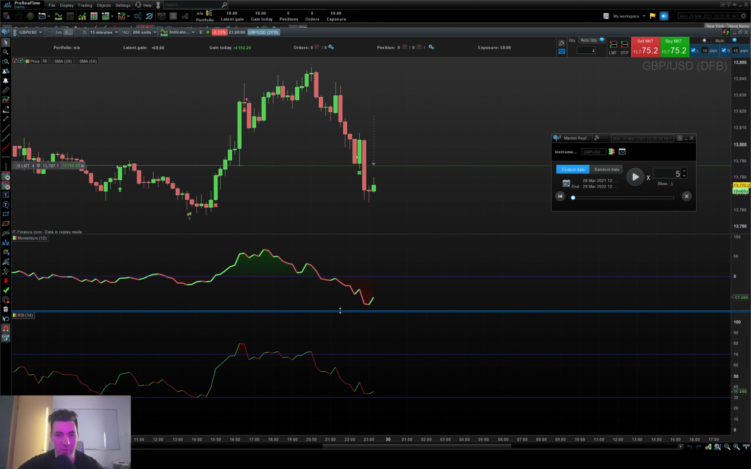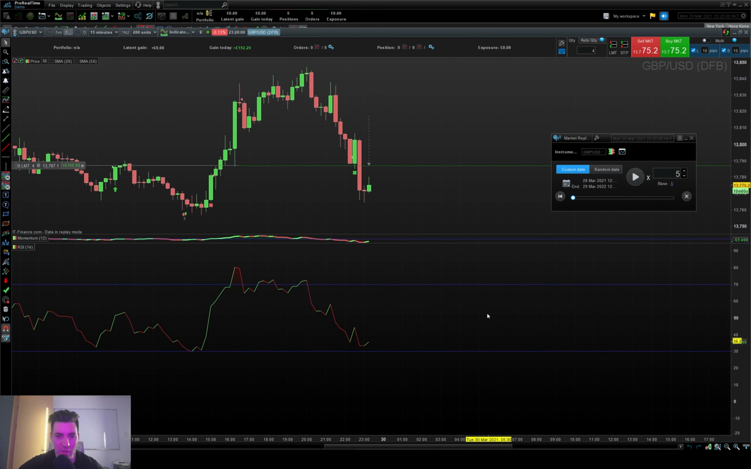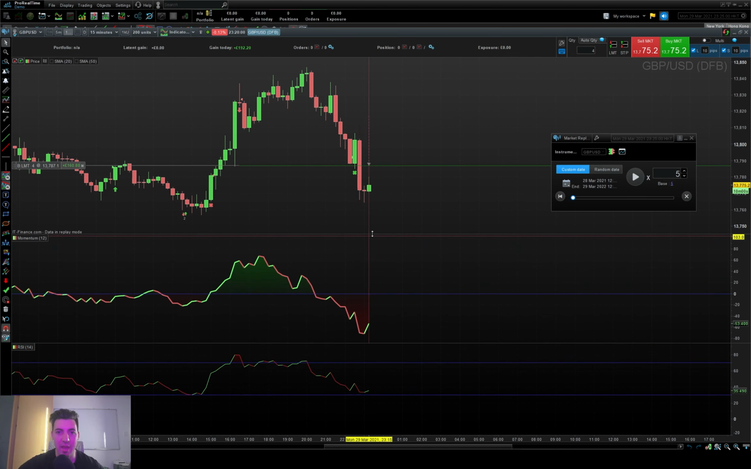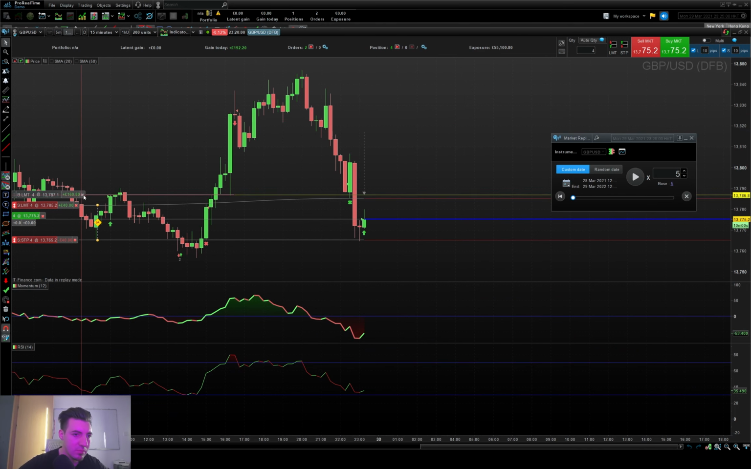Same here. If we look at the RSI, we can see this down here, very close to the oversold range, and very, very far away from overbought. So again, this might be a good opportunity for us to enter into a long position. So why don't we give that a try? Okay, let's enter. Buy and market executed.